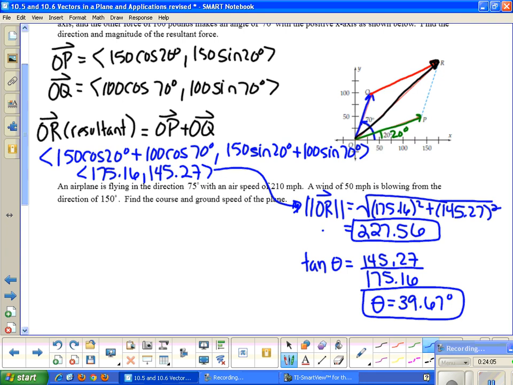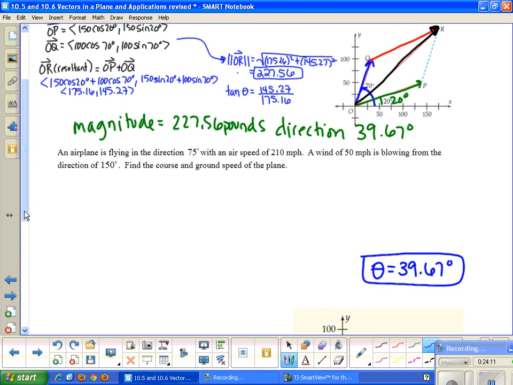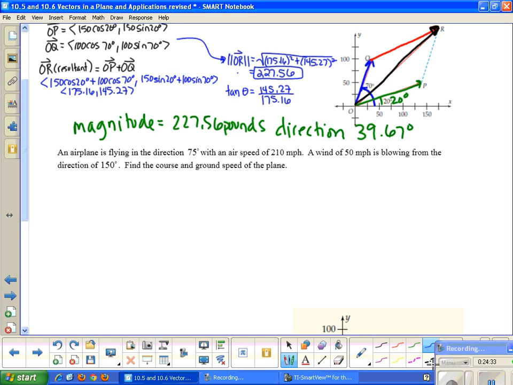All right, so one last problem. So I'm going to make that smaller. Okay, so I just made it a little bit small and rewrote it. So let's do the last one. An airplane is flying in the direction of 75 degrees with an airspeed of 210 miles per hour. A wind of 50 miles per hour is blowing from the direction of 150 degrees. We want to find the course and the ground speed of the plane. So I'm going to actually copy this onto a new page so I have more room to work.